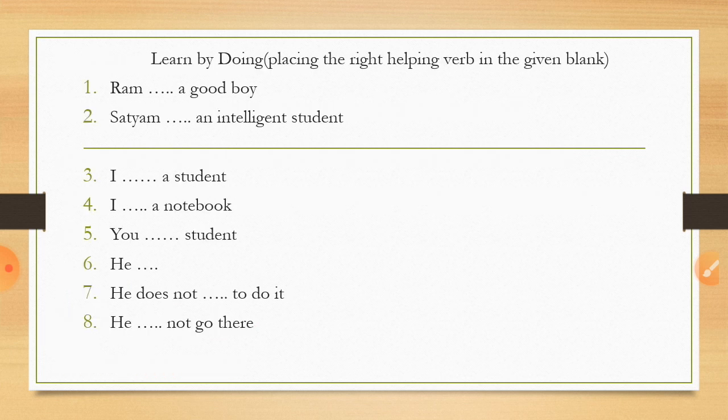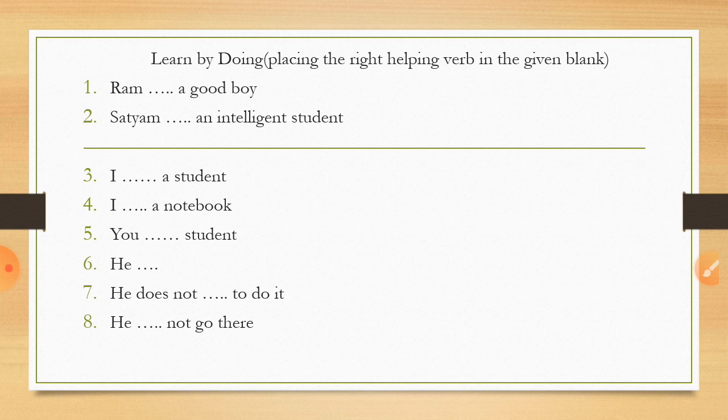And as usual, learn by doing. So placing the right helping verb in the given blank. As I have not taken the verbs simultaneously, here your main concern is about whether you have to use a singular or plural. The verb could be anything apart from the helping verbs. So your main agenda is to be aware of the rules, and it is the main concern of this topic.